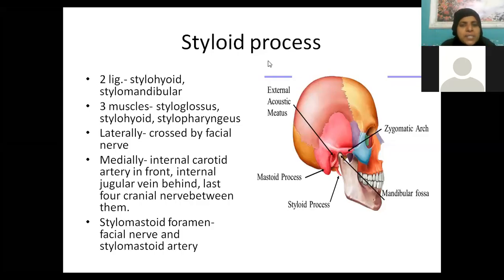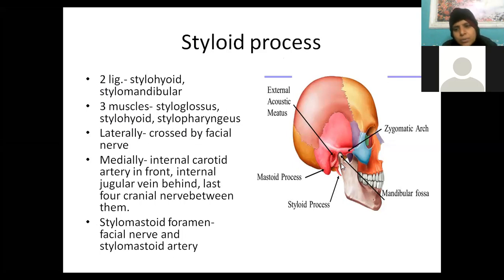Have you gone through this styloid process? So this is a sharp needle-like projection which is projecting downwards. The styloid process itself may come as a 5 marks question, also 3 marks. It gives attachment to 2 ligaments and 3 muscles. The 2 ligaments are stylohyoid and stylomandibular ligament, and the 3 muscles are styloglossus, stylopharyngeus and stylohyoid.